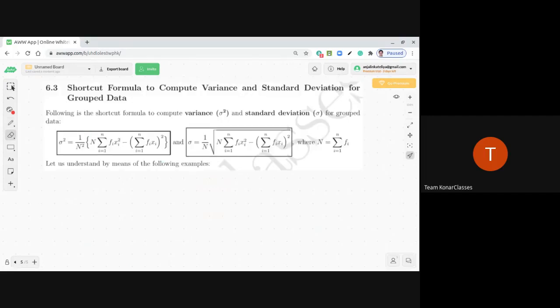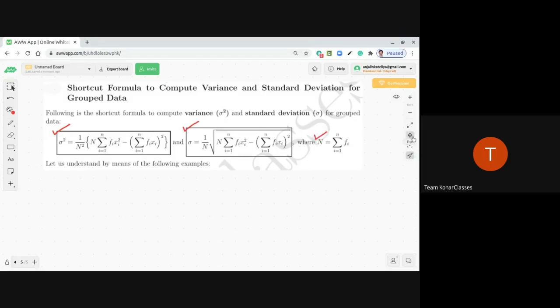For the data set x1, x2 up to xn, with these mid values, we compute sigma square equal to 1 by n square, n into summation of fi into xi square, i equal to 1 to n, minus the sum of fi xi, where i equal to 1 to n, complete whole square. That is the way we find the variance, and standard deviation is nothing but the square root of that, where n is equal to the sum of all these frequencies.